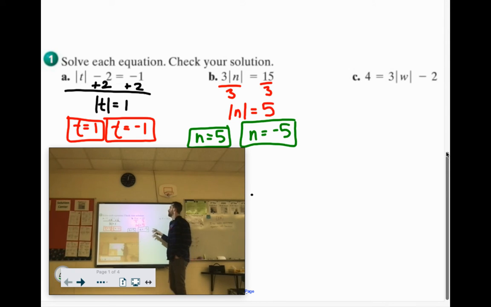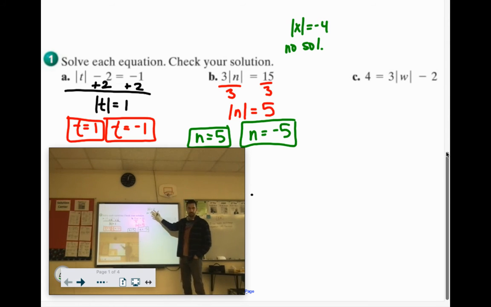Now you might notice we always get it down to the absolute value of something equals a positive number, because absolute value can never equal negative. So if you ever got it down to like the absolute value of x equals -4, absolute value is always positive, so you would say no solution at this point, because there's nothing you could put in that absolute value symbol that would come out to -4.